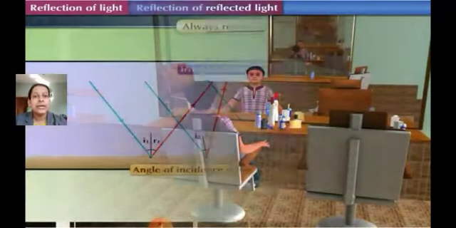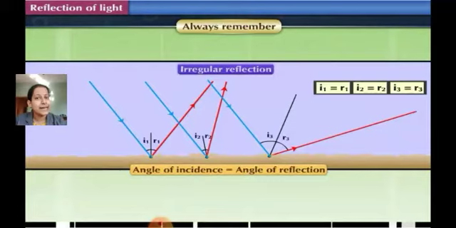Fine. So this is regarding the regular and irregular reflection. Now let us proceed further with the next part of the lesson, that is reflection of the reflected light. What does this mean? It means that the reflection takes place several times. So let us see certain examples here.